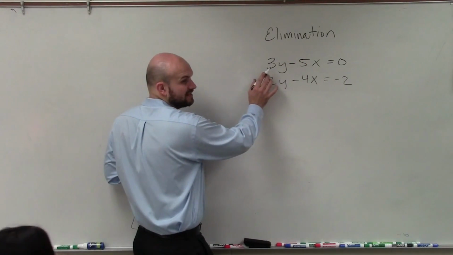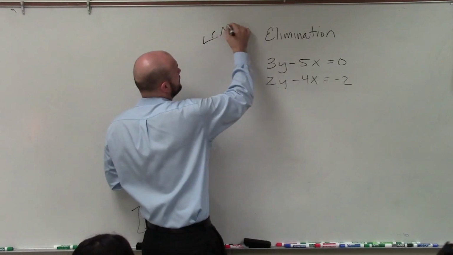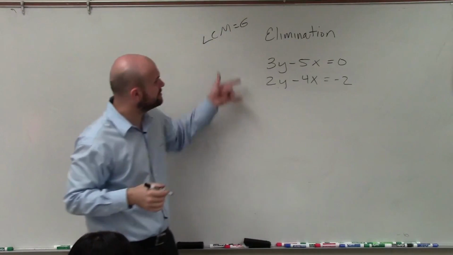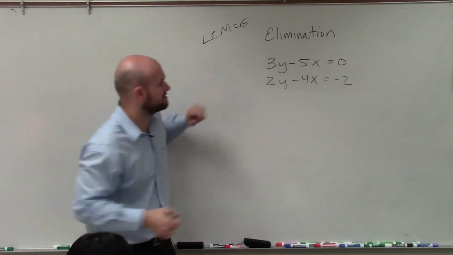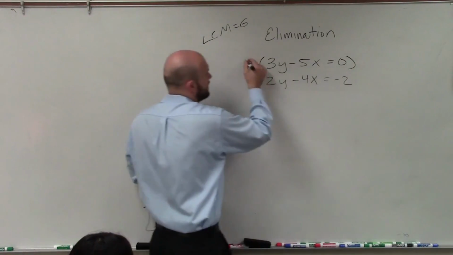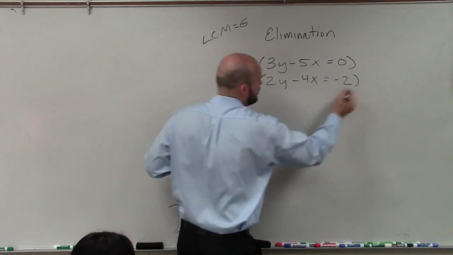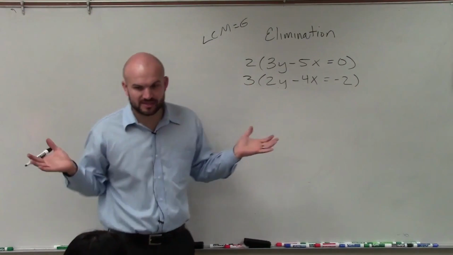So you said the common multiple, the LCM, is equal to 6. So what I want to do is get these both to be 6. To do that, I need to multiply this equation by 2, and I need to multiply this equation by 3. Does everybody see that? Yeah.